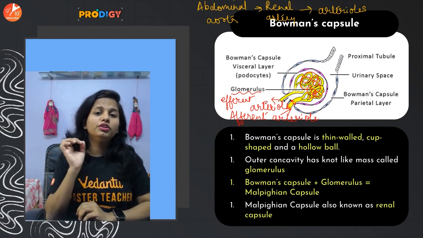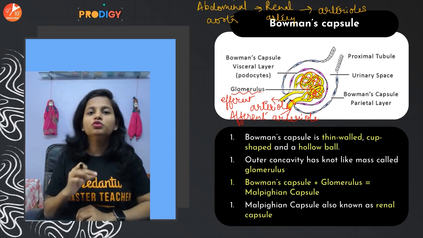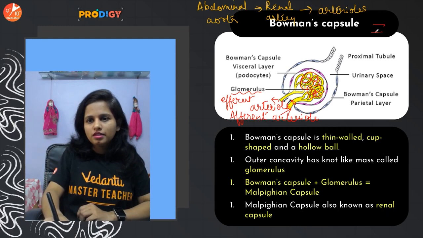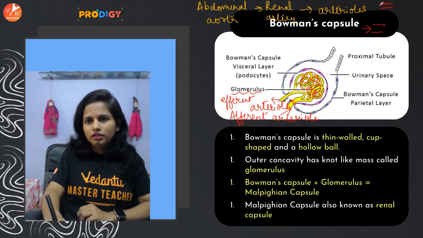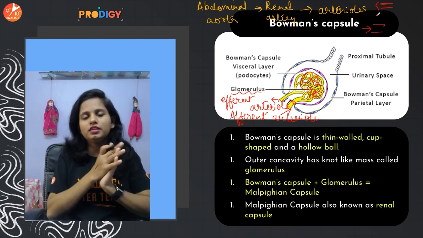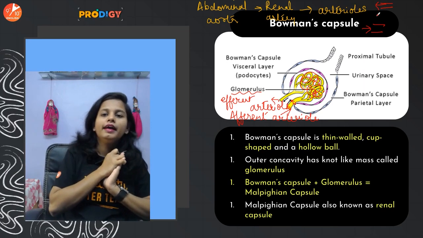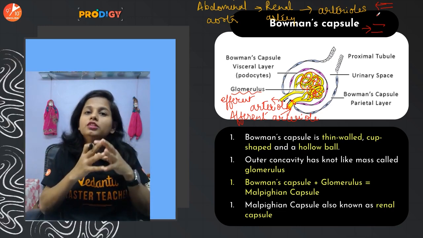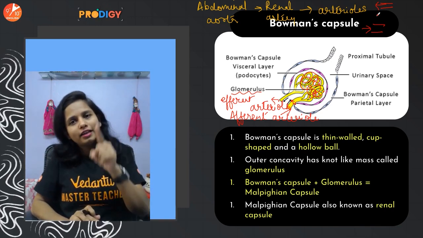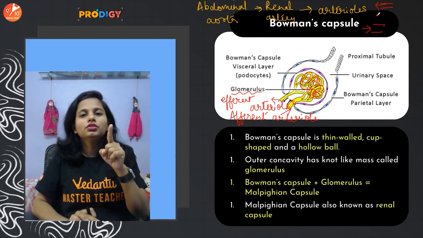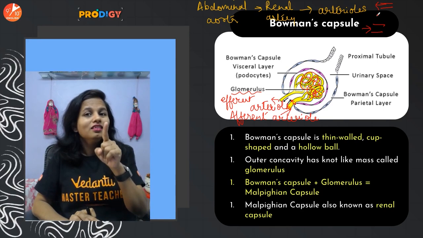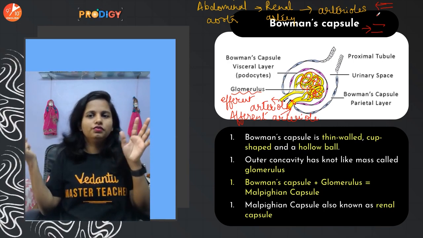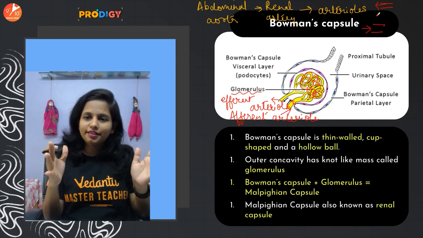Now students, because of the difference in the lumen between the afferent and the efferent arteriole, suppose this is the afferent one and this is the efferent one. See, there is a difference in the diameter, difference in the lumen, because of which an extremely high hydrostatic pressure is developed within the glomerulus, and this encourages the filtration of blood at an ultra level, and hence the blood gets filtered over here, which we call ultrafiltration.